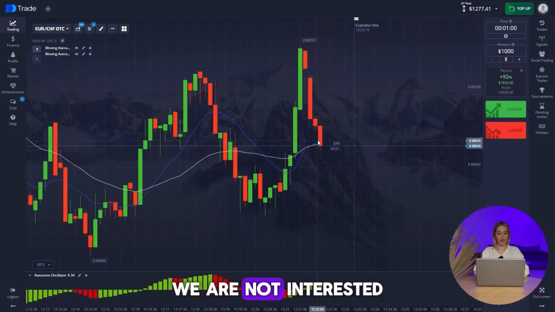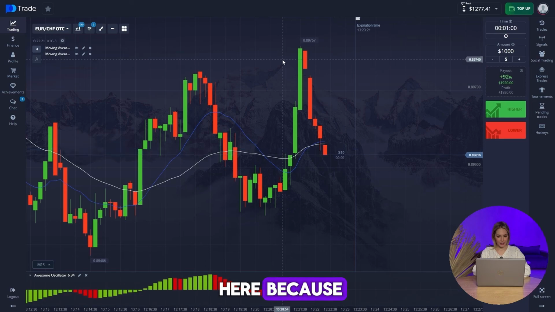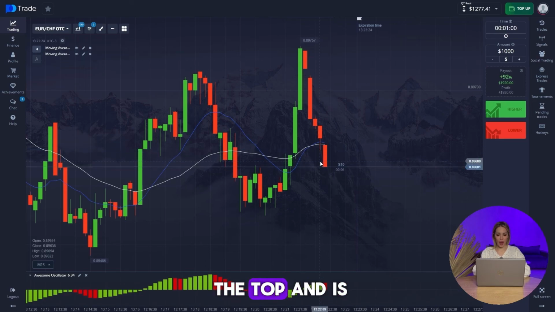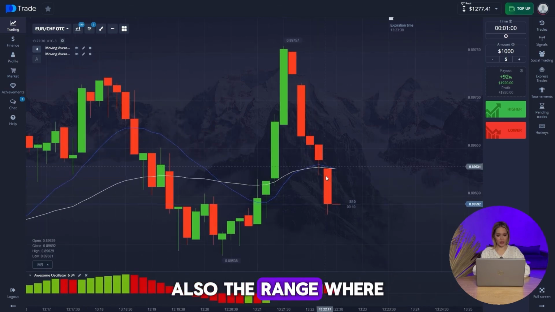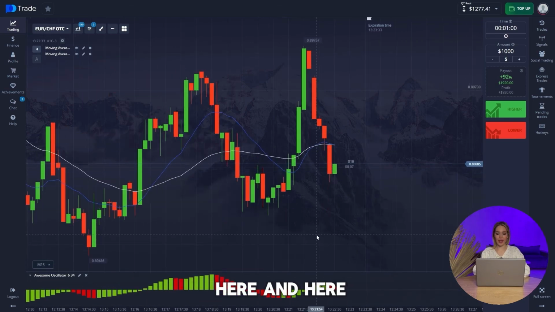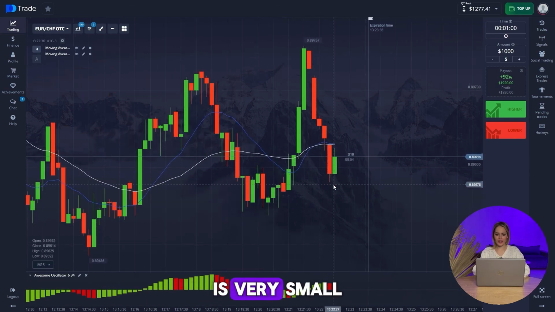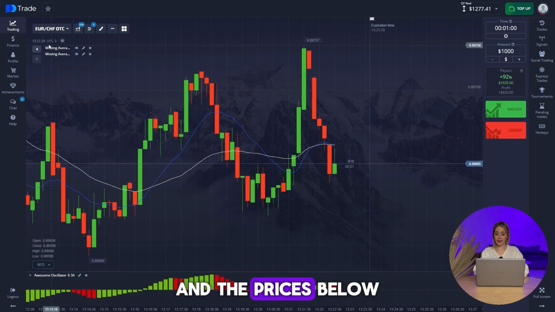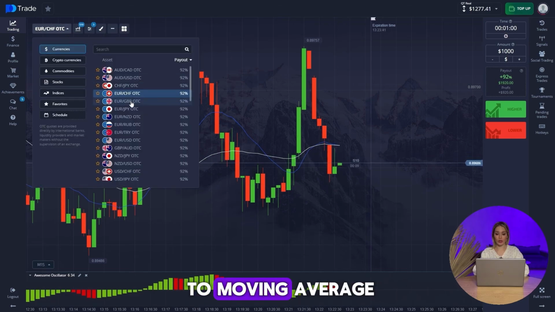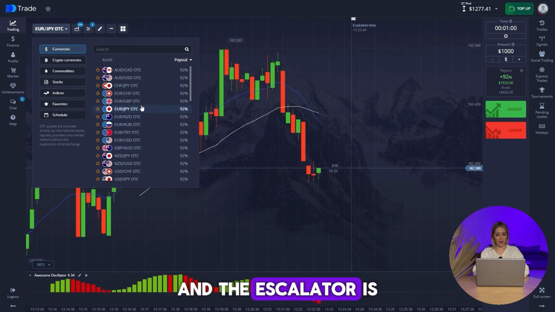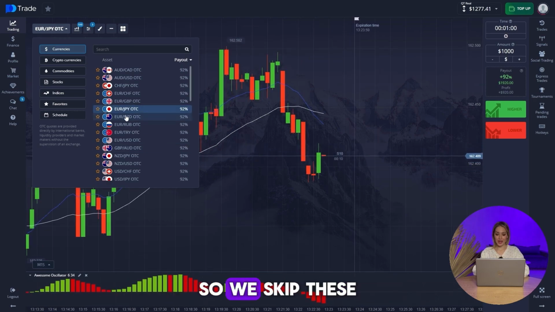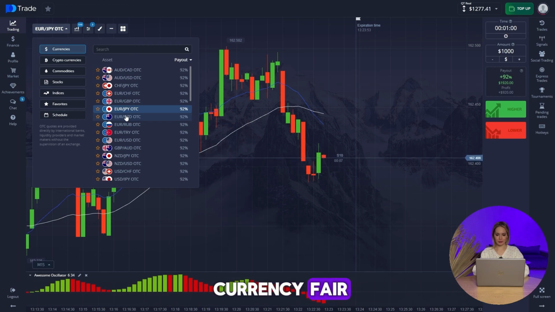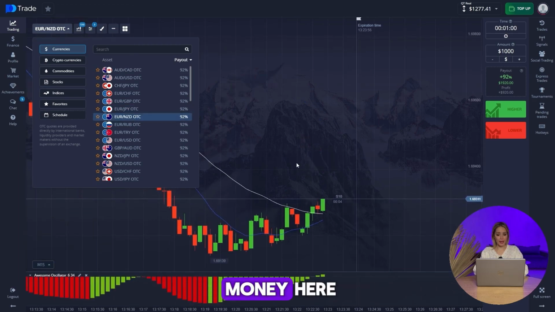We are not interested here because the price is at the top and is rapidly going down. Also, the range where the lines cross here and here is very small, and the price is below the 2 moving averages, and the oscillator is about at the zero position. So we skip this currency pair. We won't make money here.